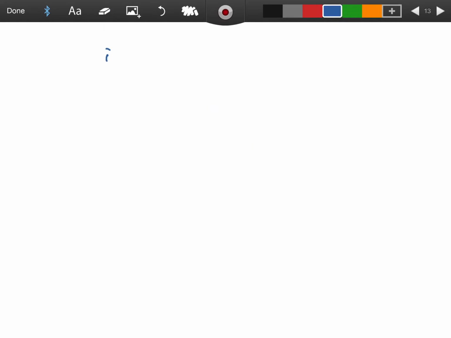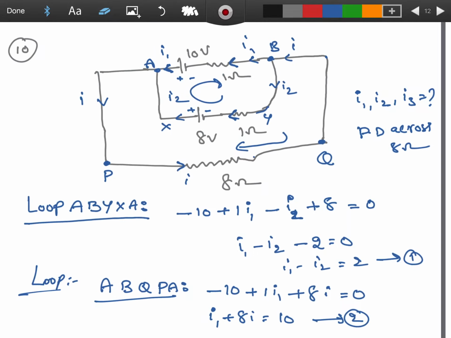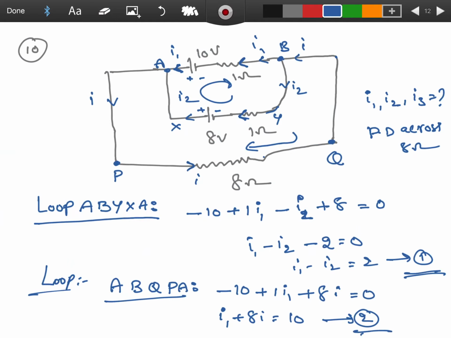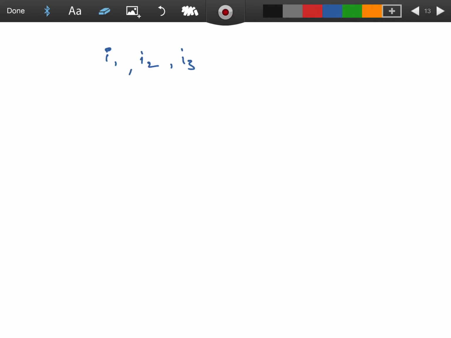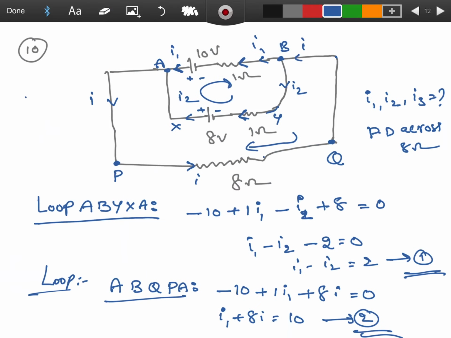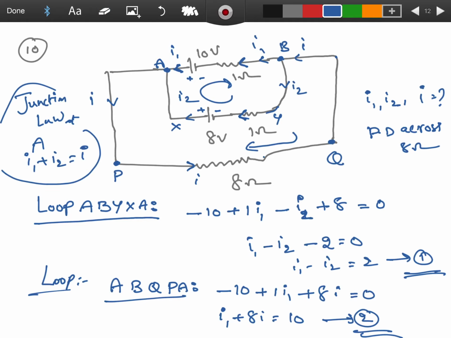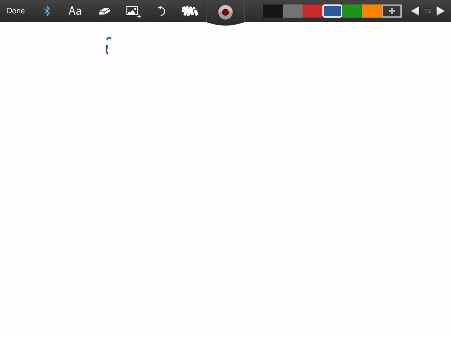But you have unknown variables I1, I2, I. But you got only two equations, equation number 1, equation number 2. But you have one more equation, by using the junction law. What is the junction law at A? I1 entering, I2 entering, it should be equal to I. Sorry, this is not I3, I1 plus I2 equal to I. As per the junction law, I1 plus I2 equal to I at A.